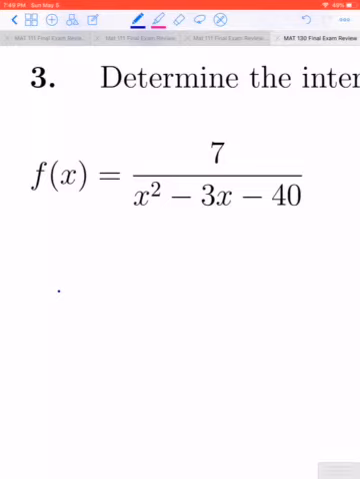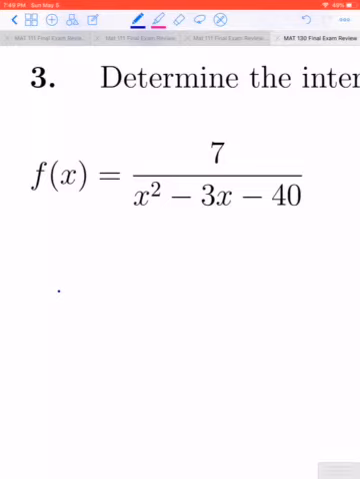In question number 3, they want us to determine the intervals where the function f of x is continuous. Here, f of x is a rational function. It's the quotient of two polynomials. And we talked about this in class, but a function of this type is going to be continuous on its domain. So it's equivalent to finding the domain of this function.